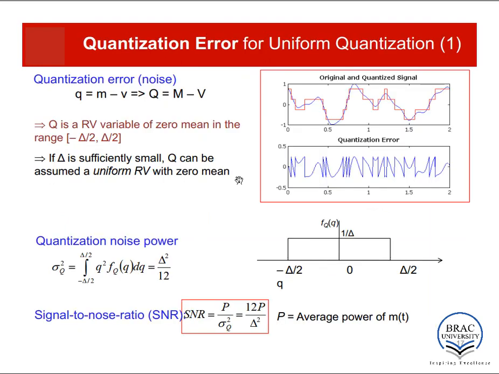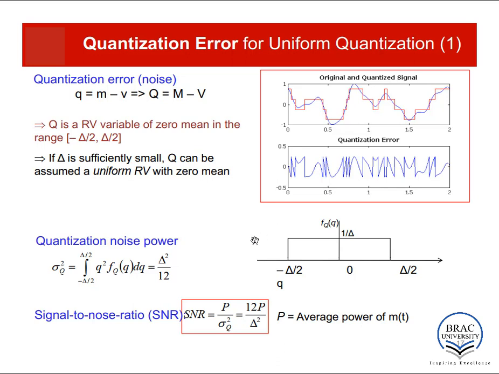So if we consider this q to be a random variable, which is a variable that can assume random values in a range, then this quantization error is a random variable, and it can achieve any value between minus delta by 2 and delta by 2. It has zero mean and it is uniform. Here you can see the probability distribution. The probability of the error in the range minus delta by 2 to delta by 2 is exactly the same always. The probability of the error being greater than delta by 2 is 0, and the probability of the error being less than minus delta by 2 is also 0. So this is called the uniform RV.